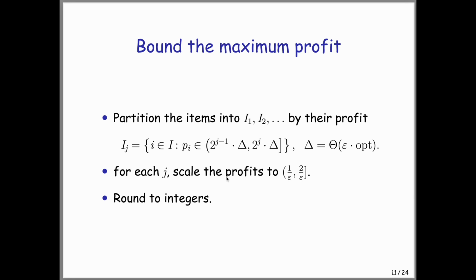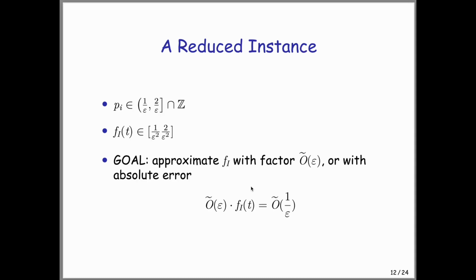Then we scale the profits to 1/epsilon and round to integers. For each item, we round at most epsilon fractions of its profit, so the error is allowed. Then we get a reduced problem. In this problem, profits are from 1/epsilon to 2/epsilon. As we partition the items, the goal is to approximate the value functions at all capacities with additive error 1/epsilon.